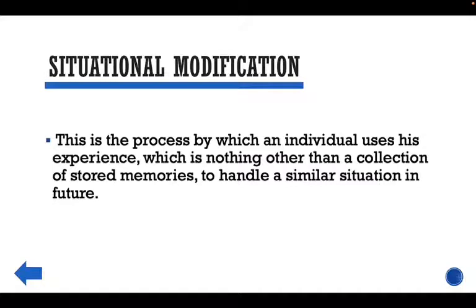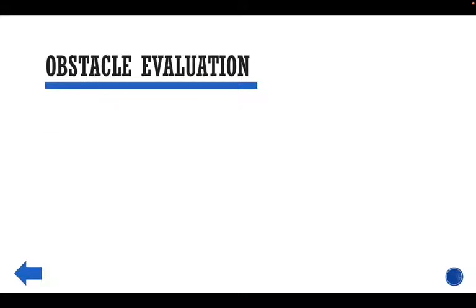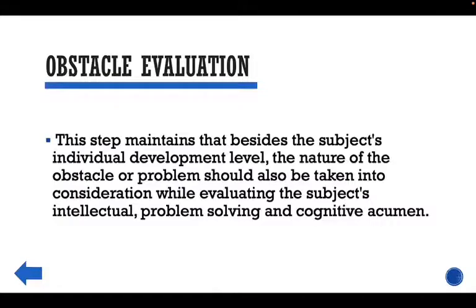Next is situational modification. This is the process by which an individual uses his experience, which is nothing other than a collection of stored memories, to handle a similar situation in the future. Obstacle evaluation. This step maintains that besides the subject's individual development level, the nature of the obstacle or problem should also be taken into consideration while evaluating the subject's intellectual, problem solving, and cognitive acumen.